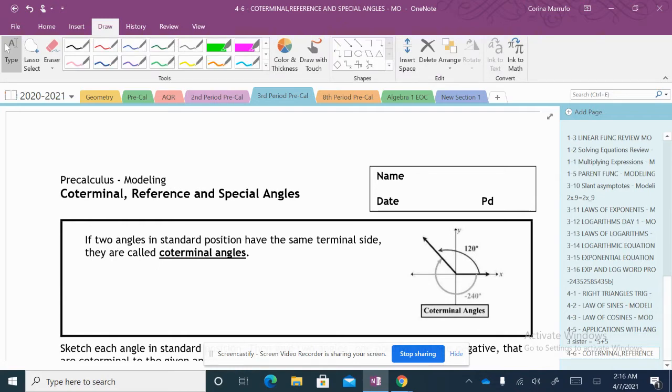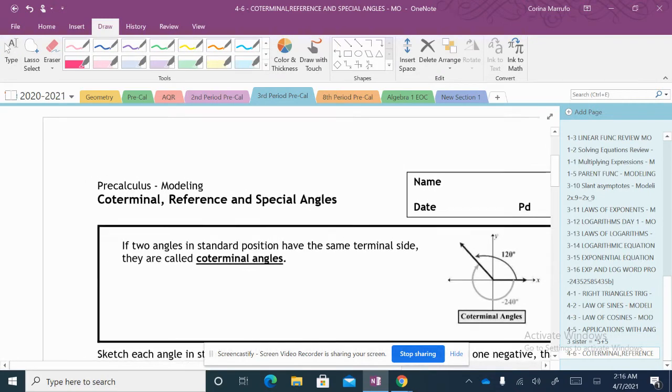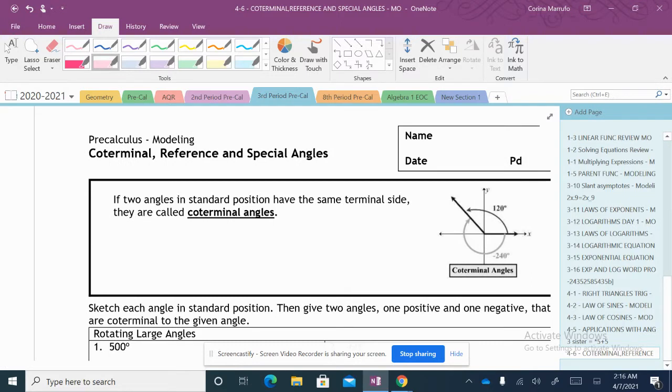So in this example, if you notice here, both of them stop right here. They start in the same position, which is your initial side, but the direction of the angle is different. This one's going in a positive direction and this one's going in the negative direction. So the numbers are different, but the position is the same. So these are considered coterminal angles.